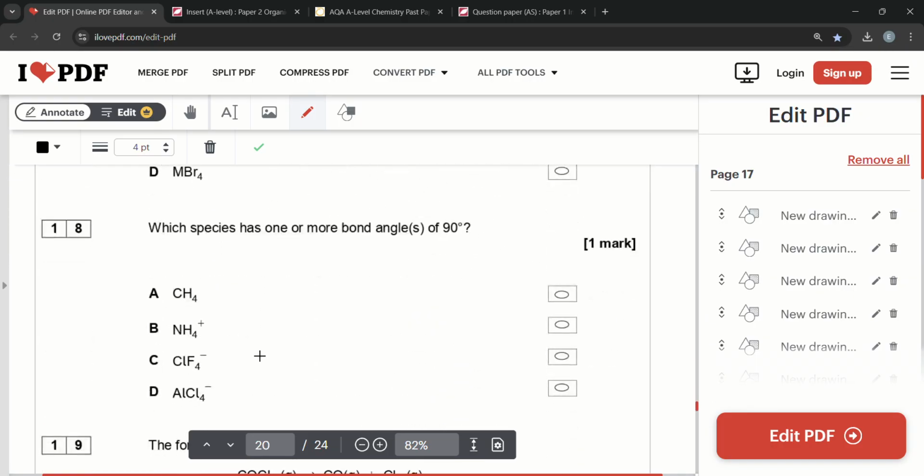Which species has one or more bond angles of 90 degrees? CH4, that does not have any angles of 90 degrees. NH4+, same with that, does not. ClF4- or AlCl4-. ClF4-, so we're going to add an electron. ClF4-, yeah, it will have one or more bond angles of 90 degrees.